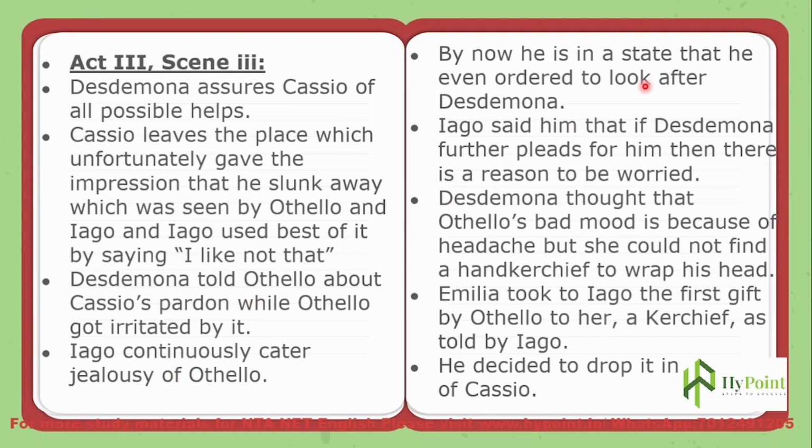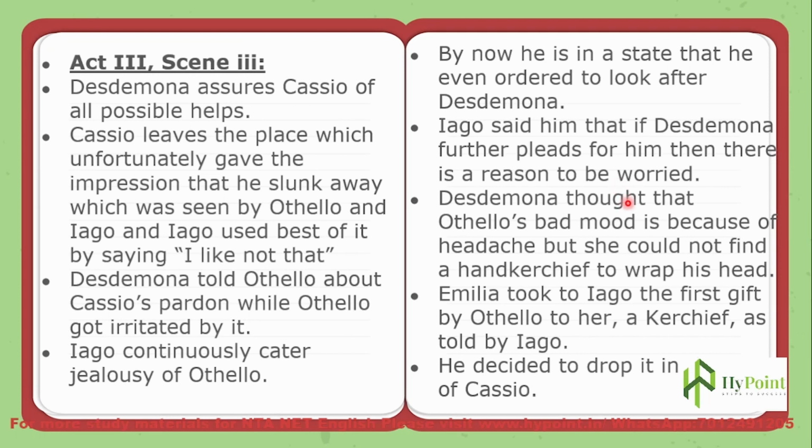By now, he is in a state that he even orders someone to look after Desdemona. So Iago is continuously doing everything to make the situation worse, and Othello has now ordered someone to watch her actions closely. Iago pretends that he is a well-wisher of Othello, and to Cassio he also pretends that he is a well-wisher of Cassio. So Iago said that if Desdemona comes to you and pleads further for Cassio, then you need to have a reason to worry that Desdemona is surely cheating on you.